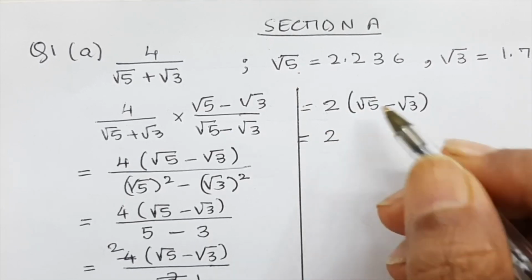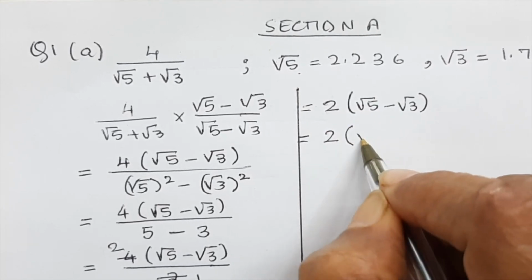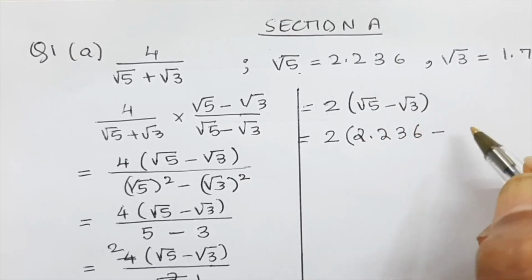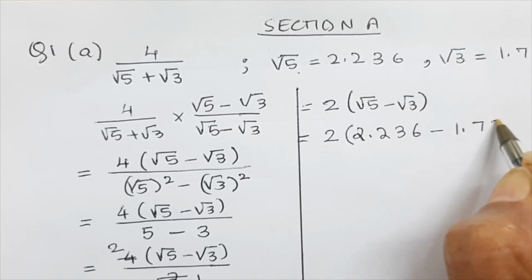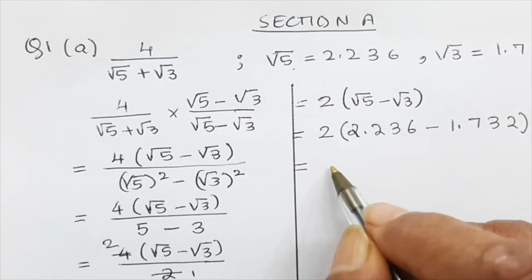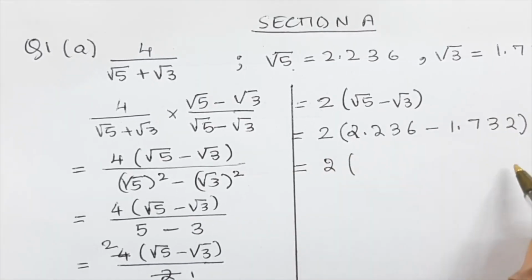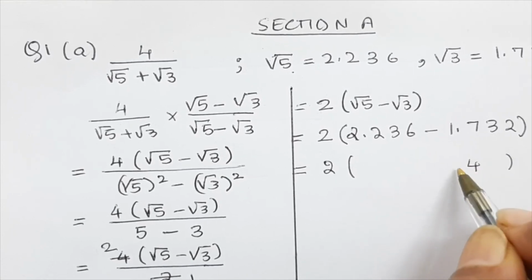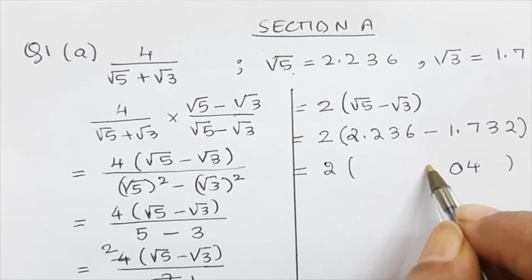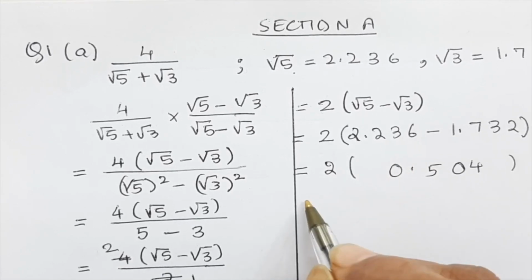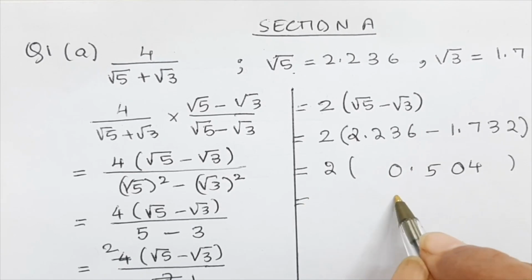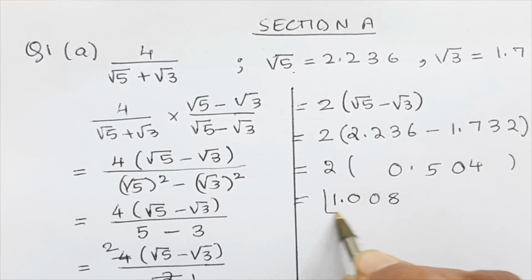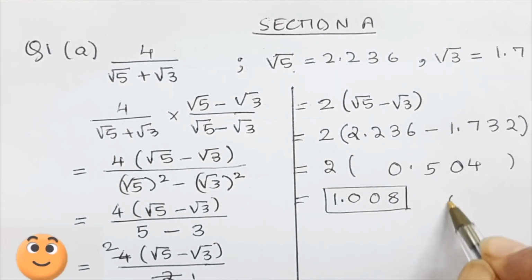So now we will have 2 into root 5 is 2.236 minus 1.732. So it becomes 2 into bracket 6 minus 2, that is 4, 3 minus 3, 0. And when we multiply by 2, and this is our answer.